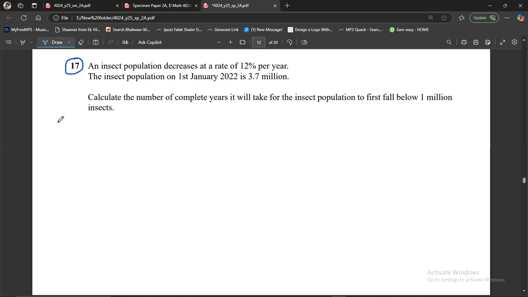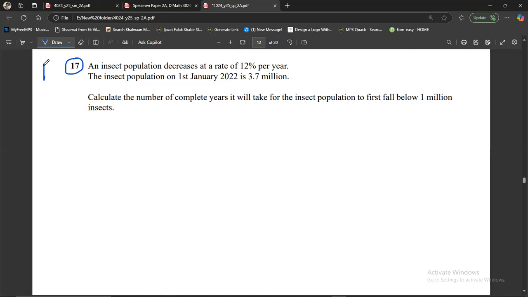You remember the formula for the compound interest. The same formula is used here, but here we use a subtraction sign because the population is gradually decreasing. An insect population decreases at a rate of 12% per year. The insect population on the 1st January 2022 is 3.7 million. Calculate the number of complete years it will take for the insect population to first fall below 1 million insects. A very important question.